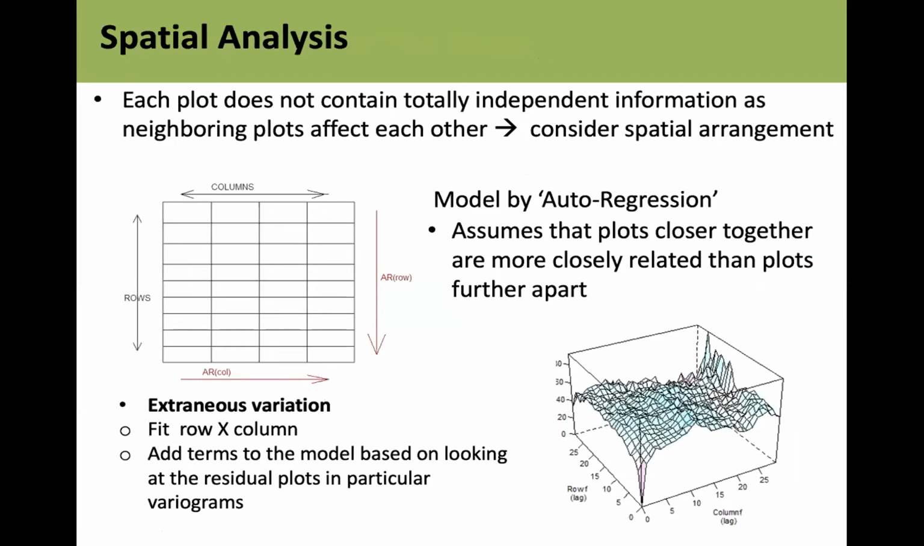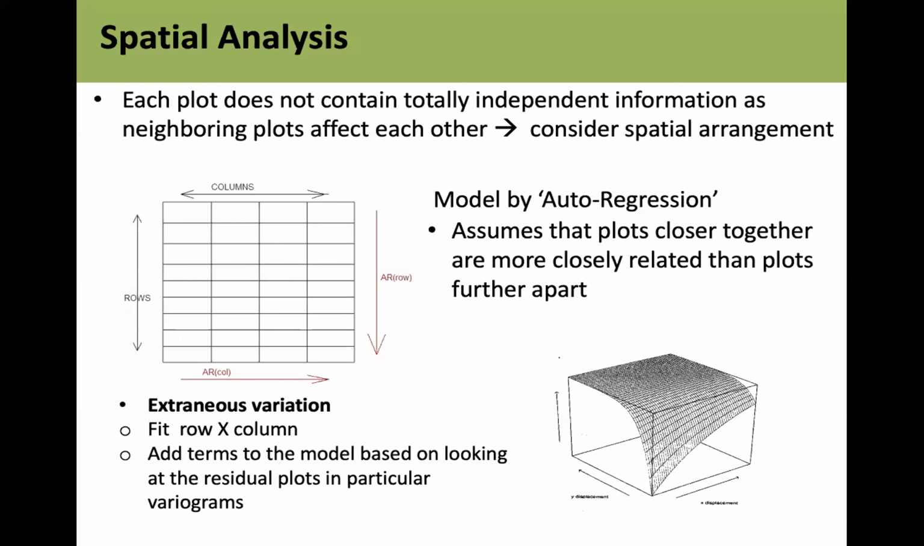We also model this, again with a mixed linear model, by autoregression. We're assuming that plots close together are more closely related than plots further apart. We can visualize this in something called a variogram. This is just an example of one of my variograms, and what you're trying to do is make it smoother without losing any variation.